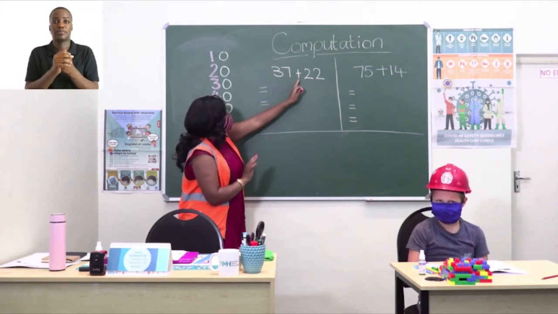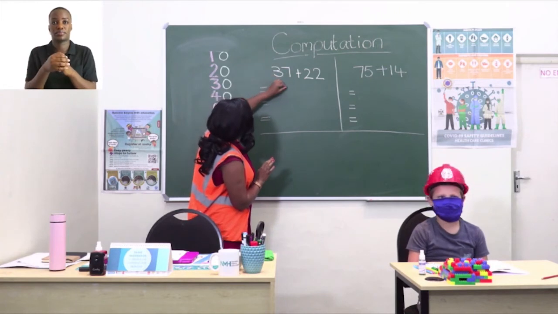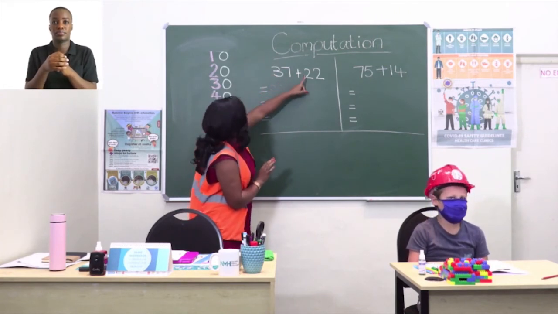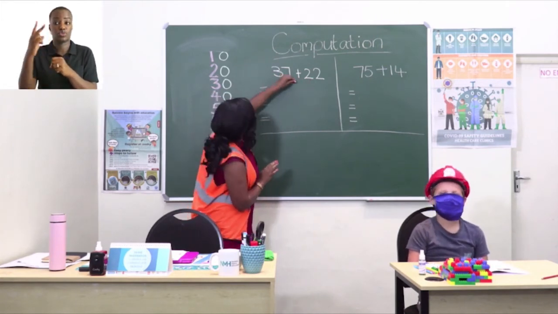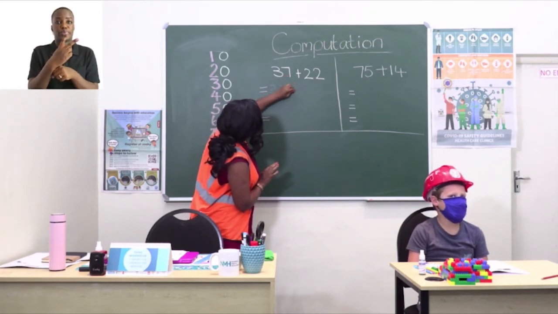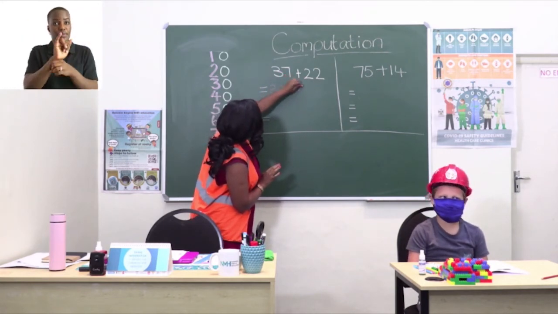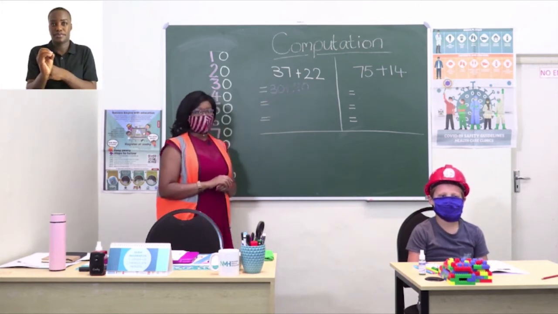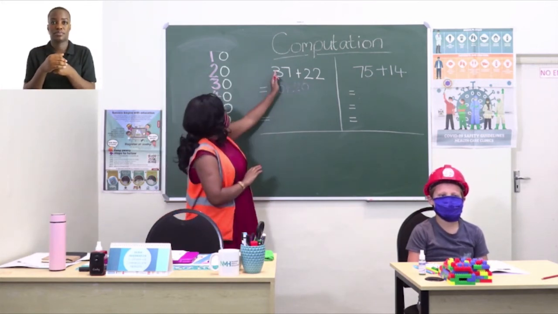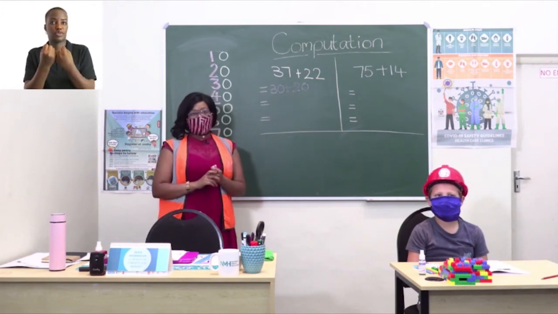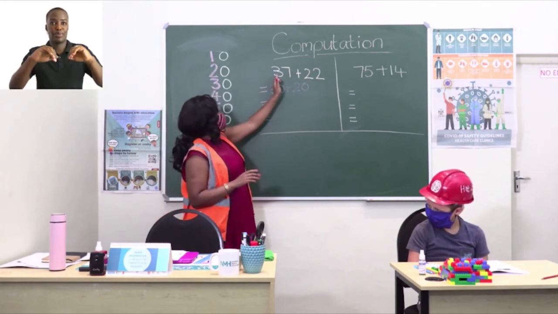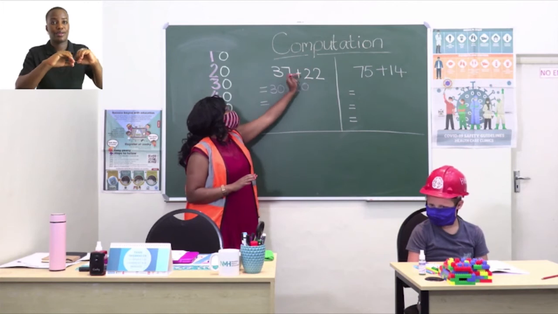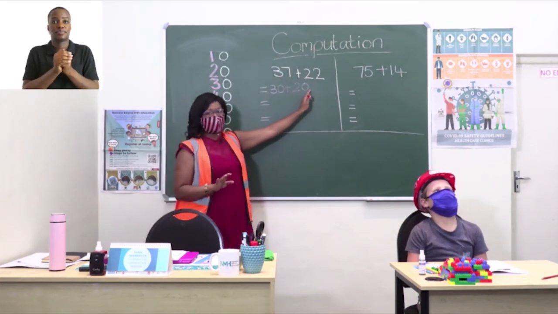Then we're going to take our 2 and put it here, and add a 0 to our 2. So we have decomposed these 2 numbers. These two digits, we have removed them and added zeros to them.